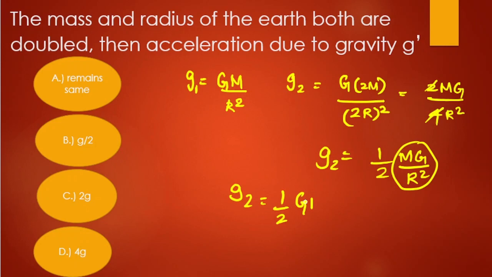Here you can also write it as g2 is equal to g1 by 2. So B is your correct option. Which is your correct option? B is your correct option. Clear? Now let's go for today's topic.